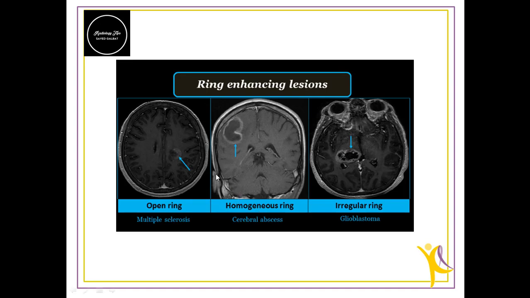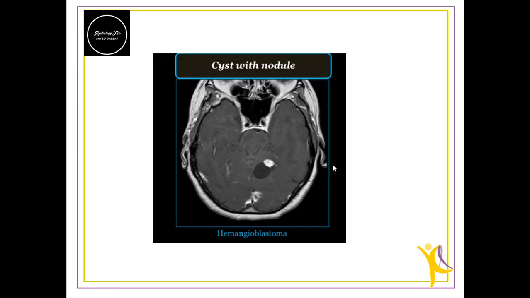If you find a ring enhancing lesion in the brain, this is abnormal, whether it's an open ring like in cases of multiple sclerosis, a homogeneous thin regular ring in cases of cerebral abscesses, or an irregular ring like in cases of GBM. If you have a cyst with enhancing nodule, like in cases of hemangioblastoma, of course, this is abnormal enhancement.